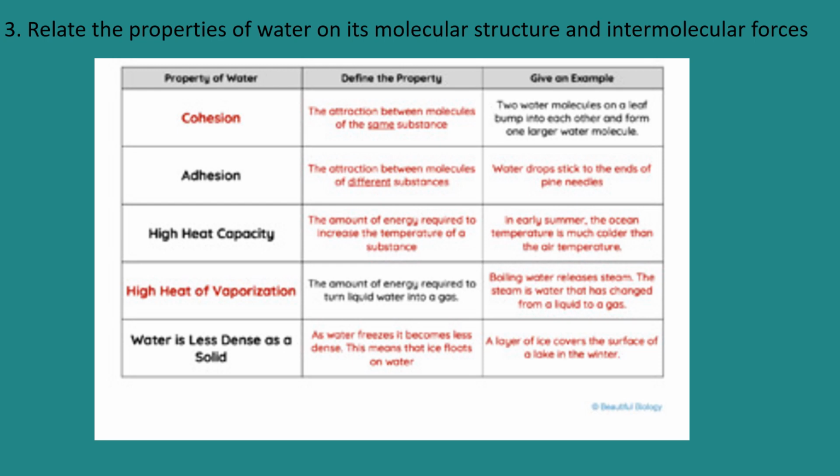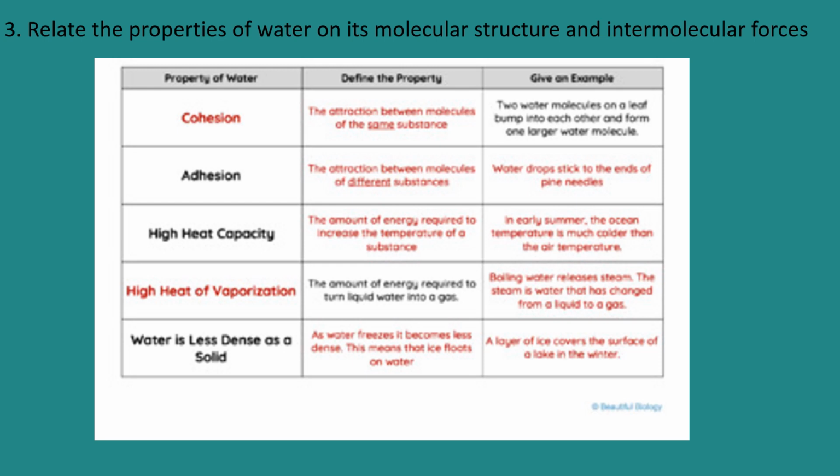Let's now go to the property called high heat capacity, or the amount of energy required to increase the temperature of a substance, such as water. So in the early summer, the ocean temperature is much colder than the air temperature. How about high heat of vaporization? The amount of energy required to turn liquid water into a gas. So boiling water releases steam, the smoke. The steam is water that has changed from a liquid to a gas.